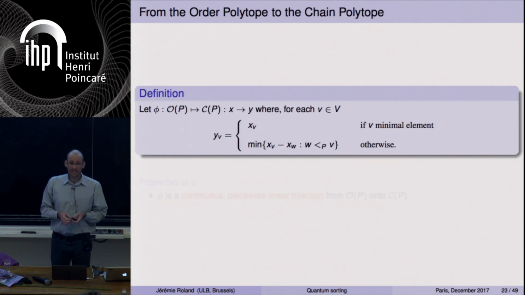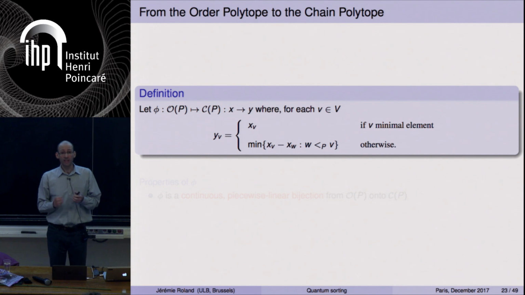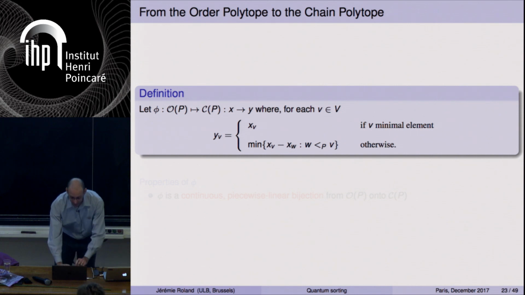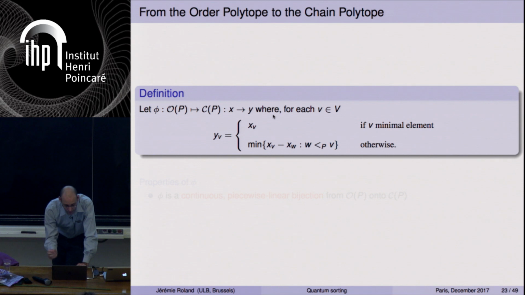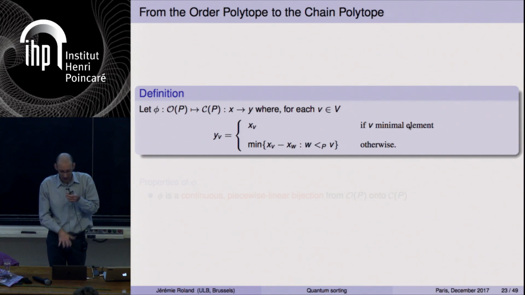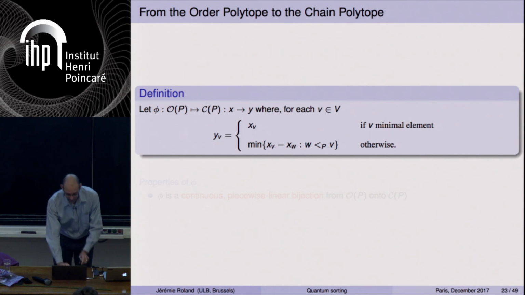And now the nice thing is that there is a very close connection between the order polytope and the chain polytope. Actually, we can map the order polytope to the chain polytope by using this map. So if X is a point of the order polytope, I can find a point Y by using this construction. If V is a minimal element, so an element for which there's no element which is known to be smaller, then YV is the same as XV.